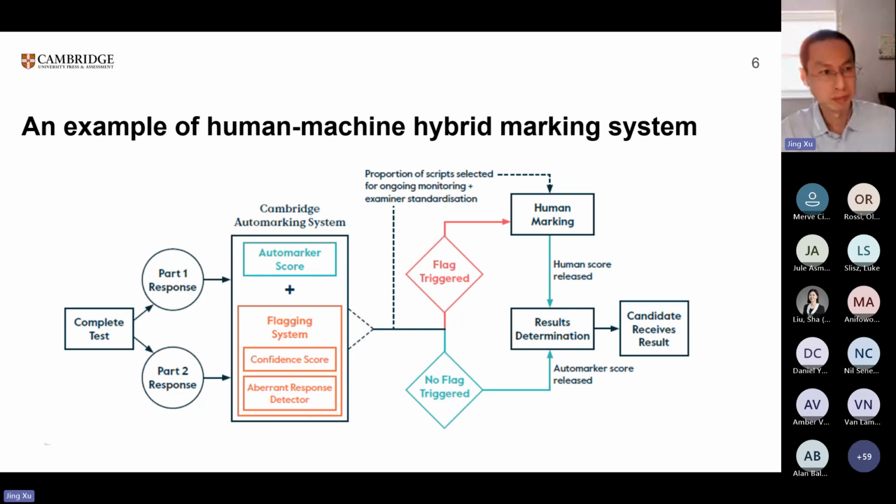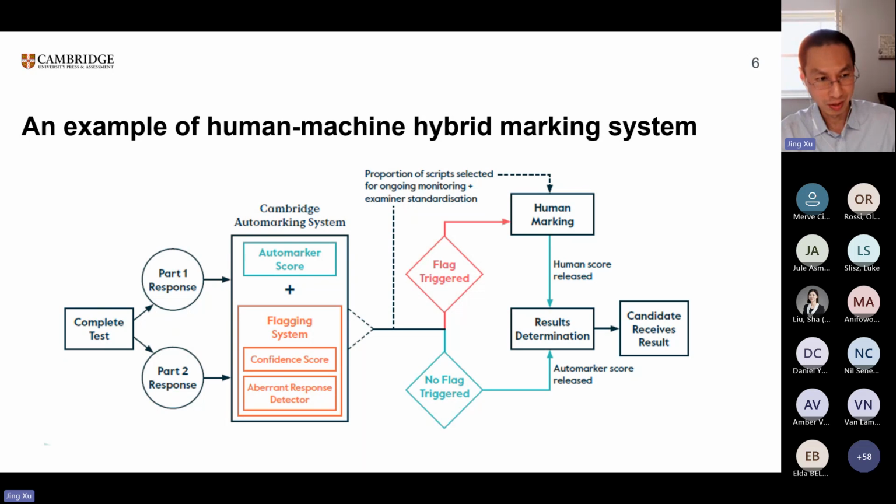Okay, so this is a quick example of how human-machine hybrid marking looks in Cambridge's auto-marked language tests. On the left side is the test, and the part 1, part 2 responses are sent to the automarker. The automarker will give a score, and also there's a flagging system. So it gives you a confidence score, and also there's an aberrant response detector. So there are 2 dichotomous scenarios. One is that a response is flagged for 2 different reasons. One is that the confidence score is below the threshold. So although the automarker gave the score, the score is likely to be inaccurate.